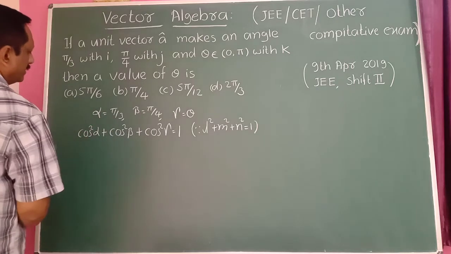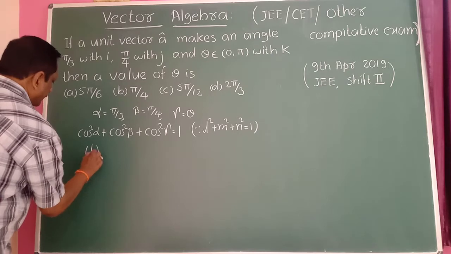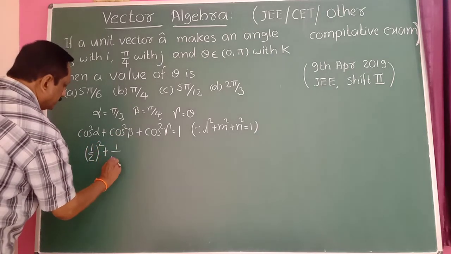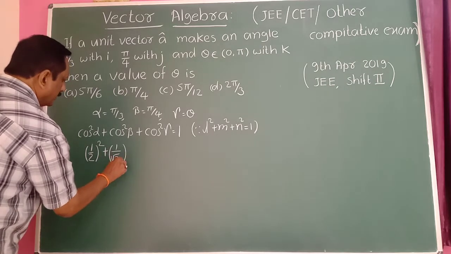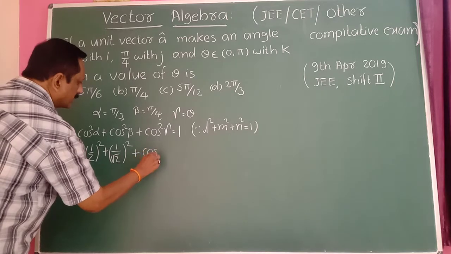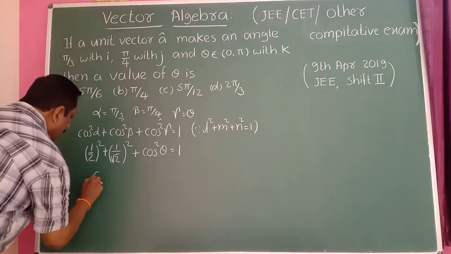Then alpha is pi by 3 here. Cos of pi by 3 is 1 upon 2, its square here. Then plus cos of pi by 4 is 1 upon root 2, its square here. Then plus gamma is theta here. Therefore cos square theta is equal to 1 here.